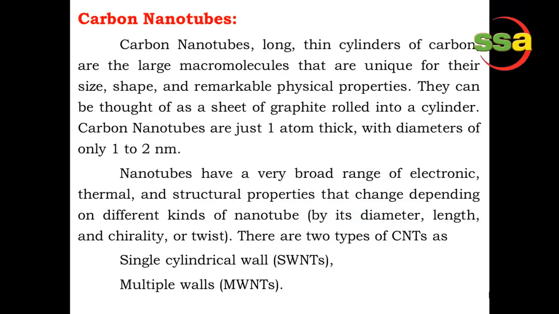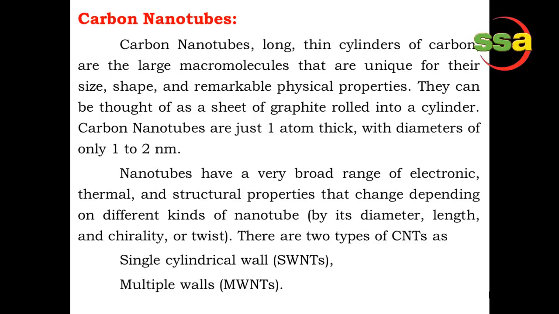Carbon nanotubes are long, thin cylinders of carbon, and these are formed of macromolecules. If you see the shape and the size of the carbon nanotubes, all these are in the dimensions of nano range. That means the sizes are of the order of up to 100 nanometers, and the diameters are also 2 to 3 nanometers like this.